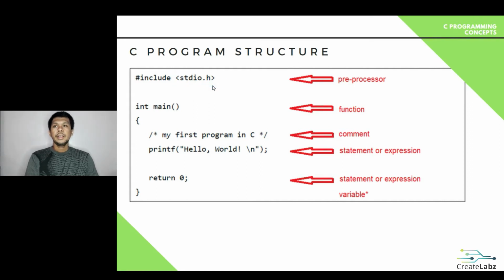Next part, int main(). This is an example of a function. A function can contain one or more statements inside of it. The function starts with an open curly brace and ends with a close curly brace. This line is a comment. You see there's a slash asterisk at the start and asterisk slash at the end of the line. printf("hello world") is a statement or expression. We usually terminate a statement with a semicolon. return 0; is again another statement or expression.